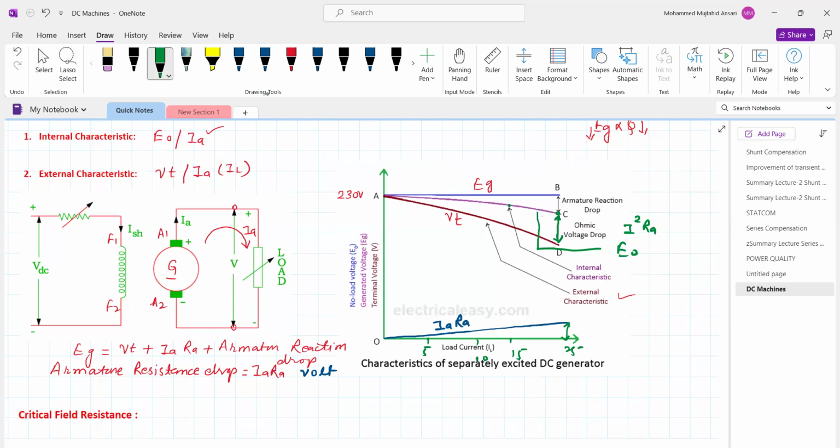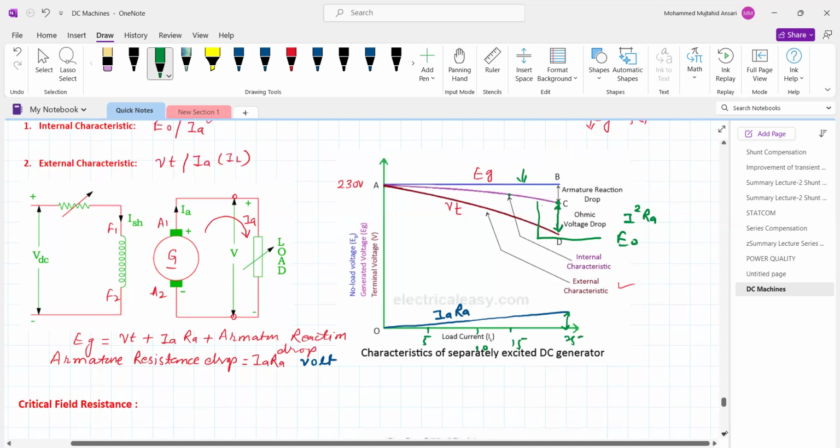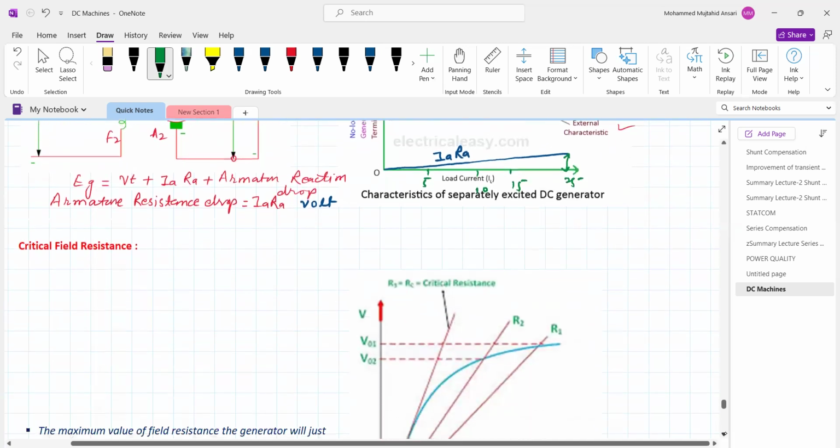And this is your no load EMF generated. Now, this gap is nothing but the armature resistance drop, whereas the remaining part is called the armature reaction drop. So in this case, it is possible to separate the armature reaction drop and the ohmic resistance drop. Okay, so this characteristic is called the no load characteristic, this is called the internal characteristic, and the terminal voltage versus armature current is called the external characteristic of the separately excited DC generator. So this is the internal and external characteristic of the separately excited DC generator.